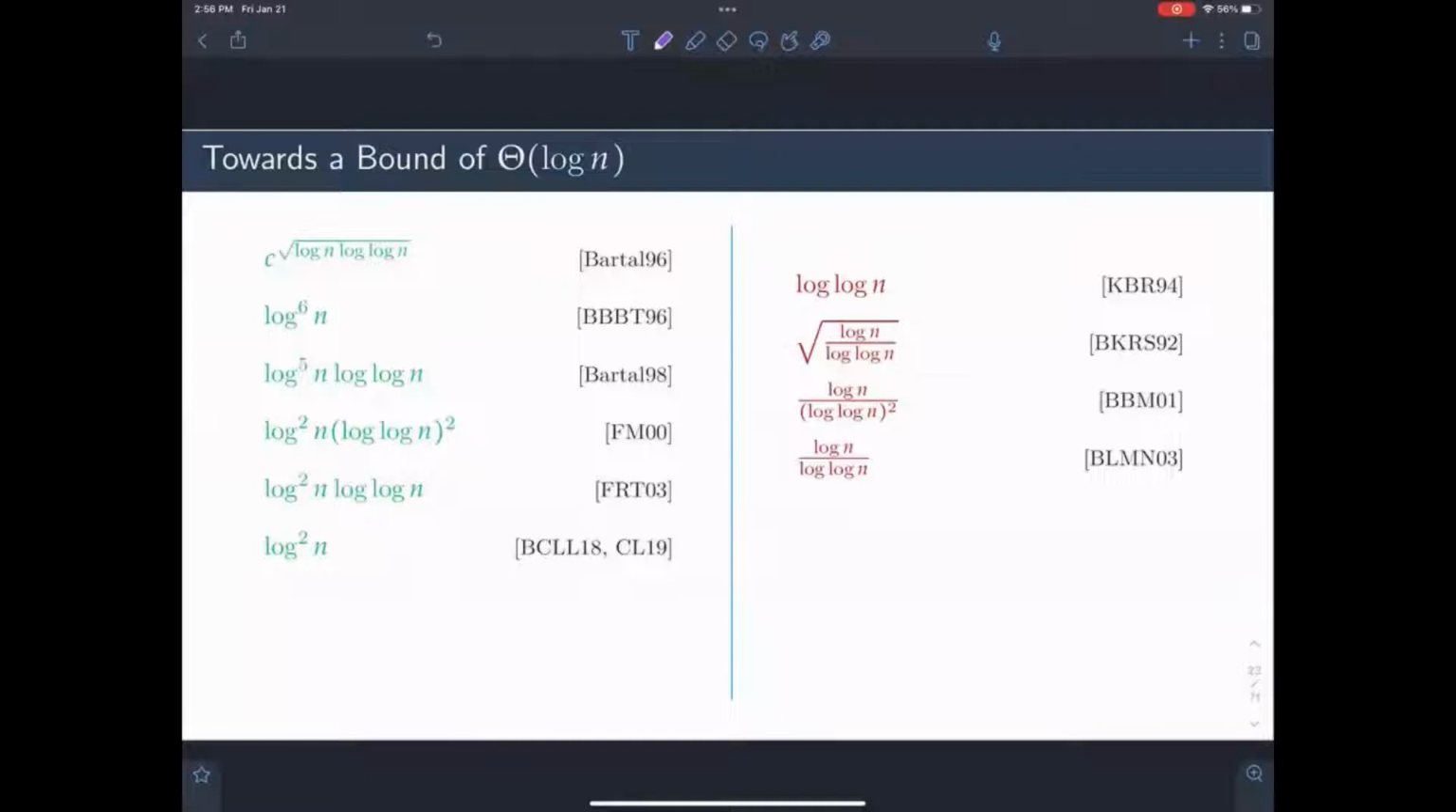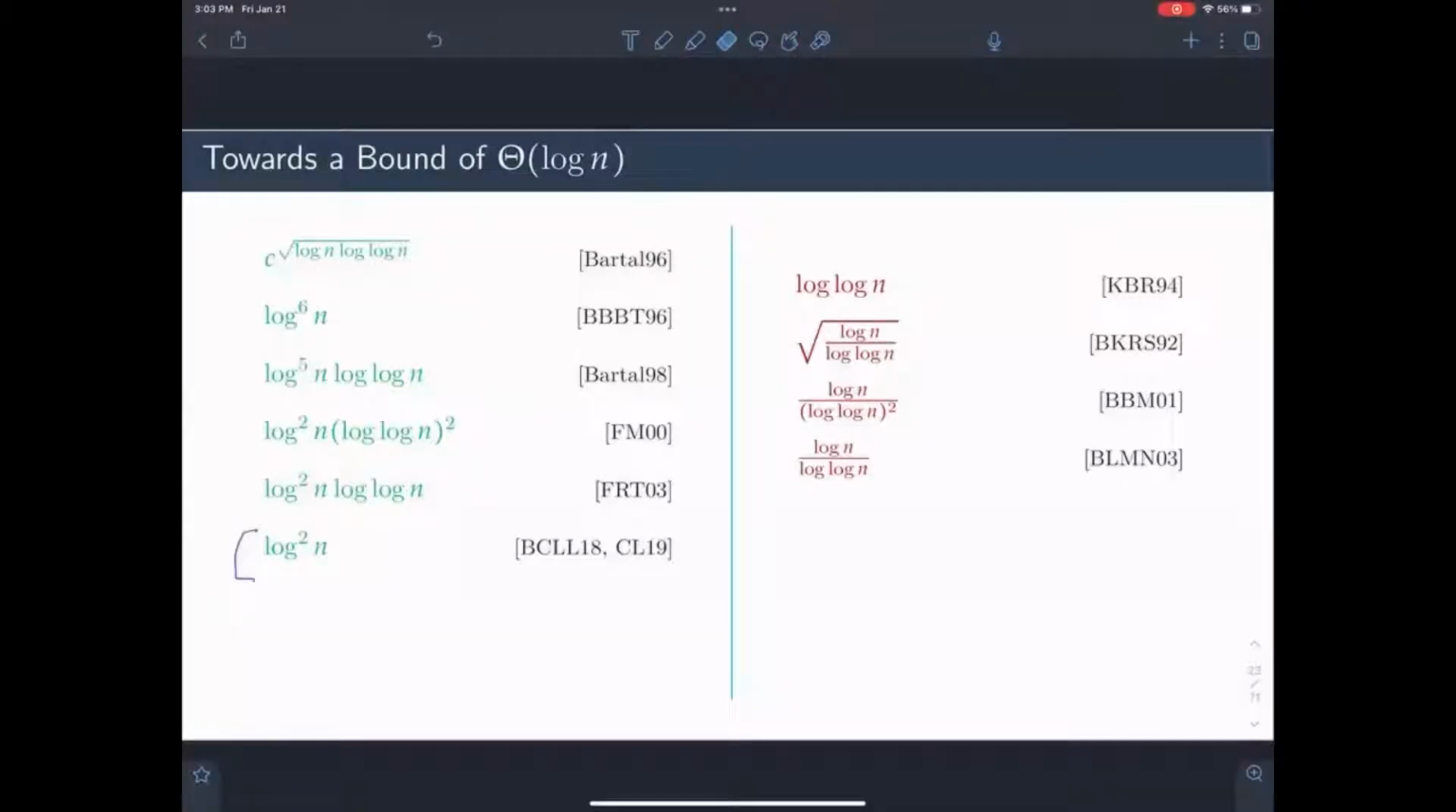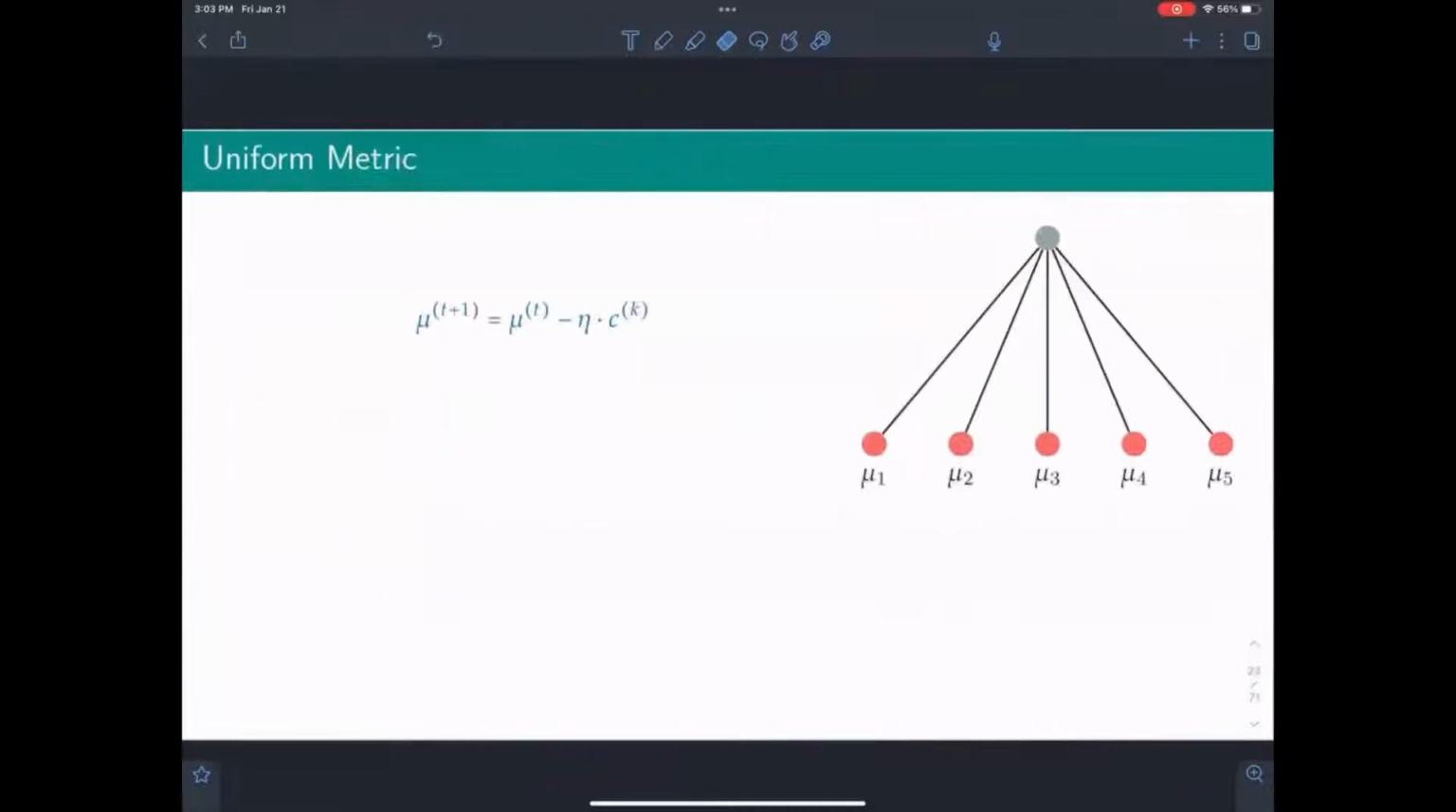Our focus in this talk will be on the side of upper bounds, and so now let me tell you how this upper bound of log n squared is achieved on this problem. So let's first look at a rather simple example, the uniform metric. A uniform metric is a metric on n points in which the distance between any two points is exactly the same, say 1.